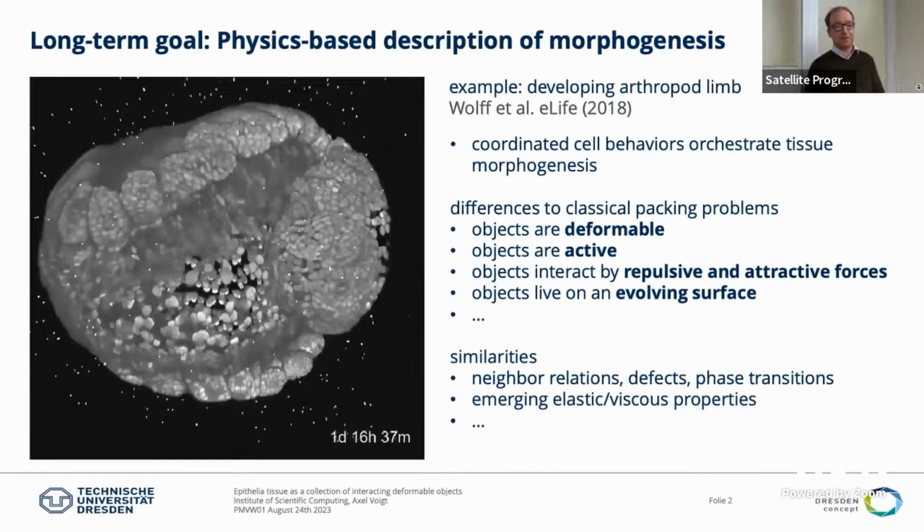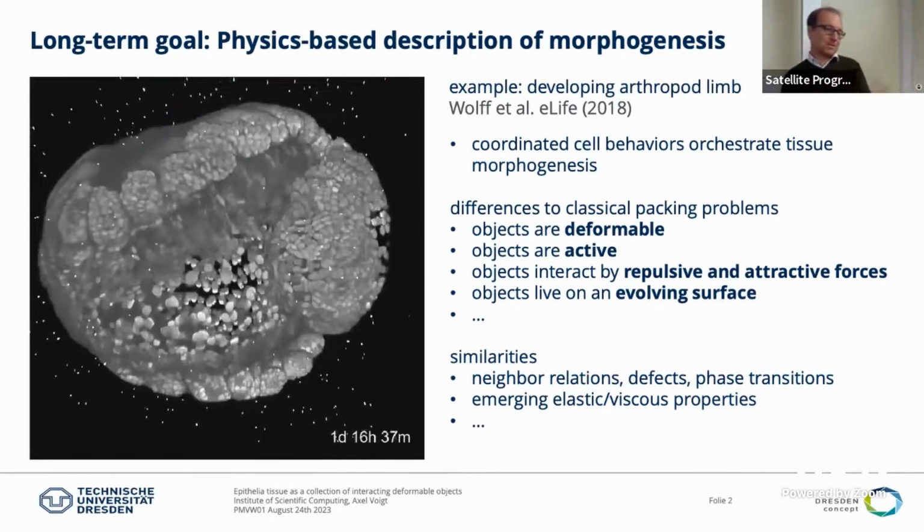And so we have objects which arrange somehow, but there are certainly differences to this classical packing problem. So our objects are deformable. They are also active. They interact not only by excluded volume or friction, there are also attractive forces between cells. And in the video, you only see the nuclei of the cells on the periphery, let's say. So only they matter. So inside there's something else. So we have these problems on surfaces, and these surfaces evolve.